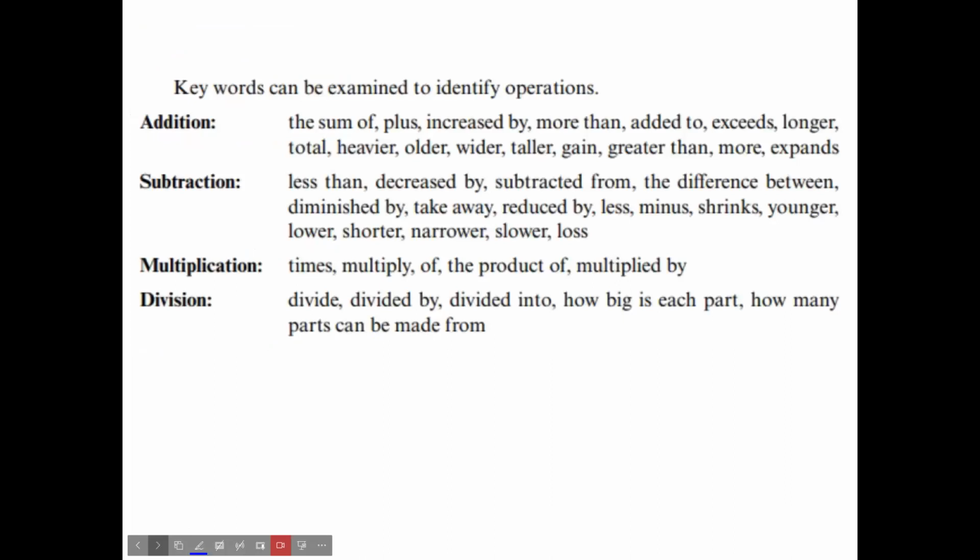Here, keywords can be examined to identify operations. So for addition, for subtraction, multiplication, and division. We're not going to go through that. Well, if I didn't upload slides yet, I will. So you can print or just go through from there. Right? But many of those words you already have experience with, right?